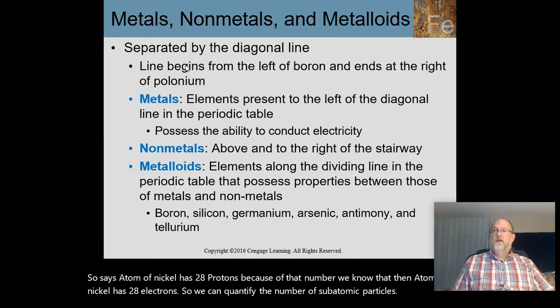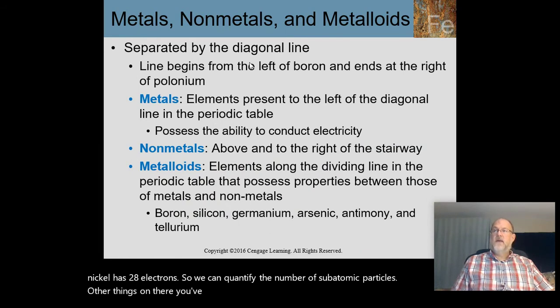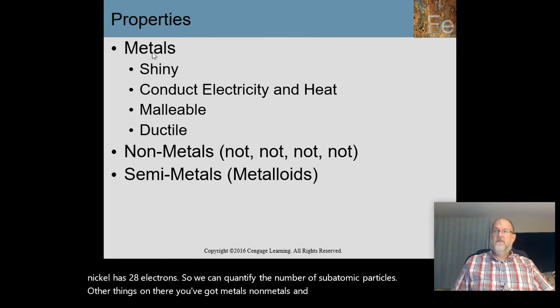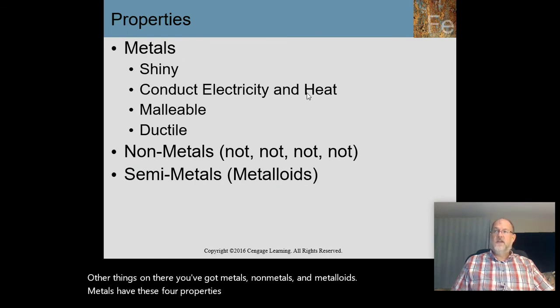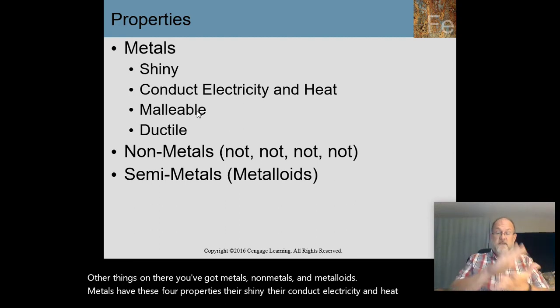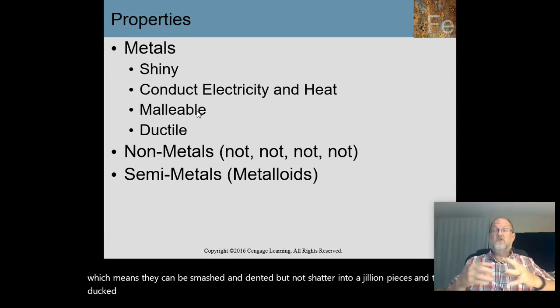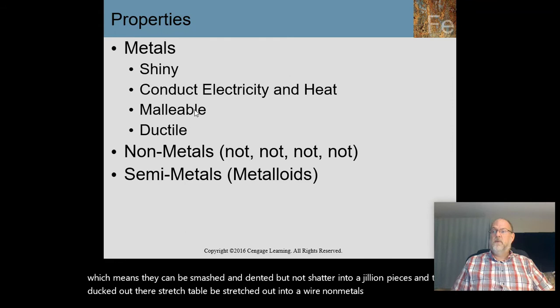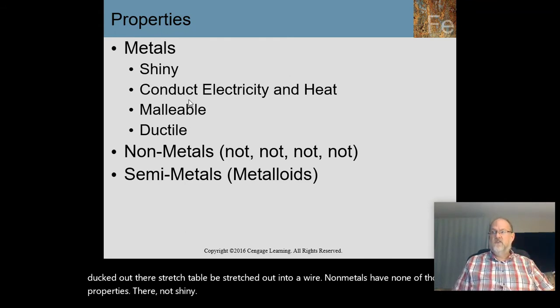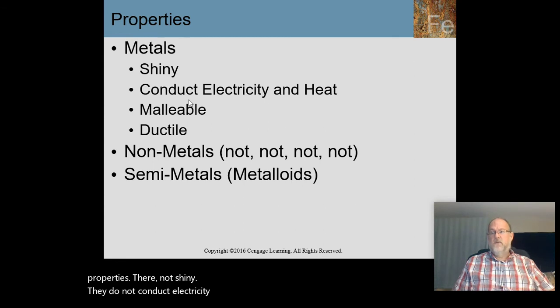Other things on there: you've got metals, nonmetals, and metalloids. Metals have these four properties. They're shiny, they conduct electricity and heat, they're malleable, which means they can be smashed and dented but not shattered into a gazillion pieces, and they're ductile, meaning they're able to be stretched out into a wire. Nonmetals have none of those properties. They're not shiny, they do not conduct electricity or heat, they are not malleable, and they are not ductile.